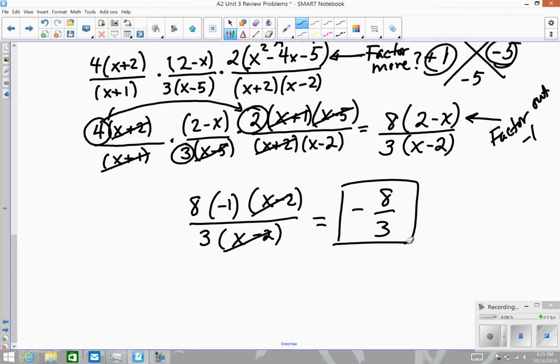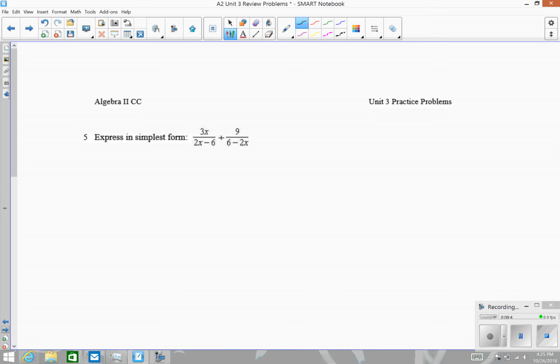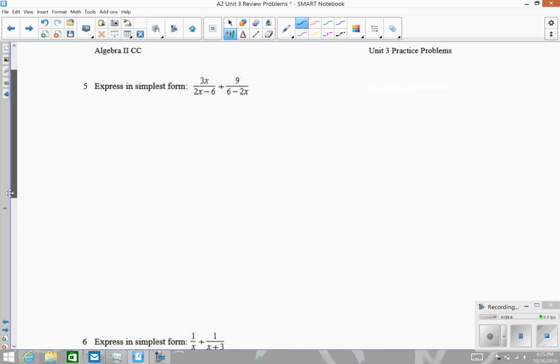Alright, so now we're going to switch over to another problem. We're going to go and work on problem number 5. So changing my page here, problem number 5. This problem looks like I'm going to simplify, and I have 2 fractions being added. Note that this is not an equation, which means that I'm not solving for any values of x.